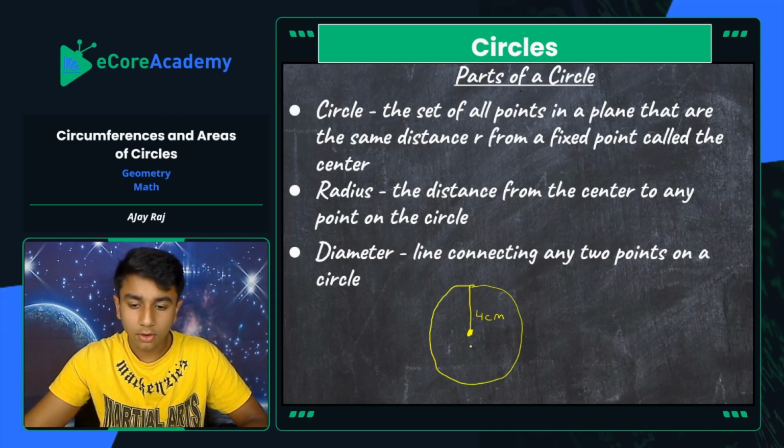And that would be our circle right here. And any point on the circle would be the same distance from the center, so they would all be 4 centimeters. And these lines that I'm drawing are all radii of this circle.